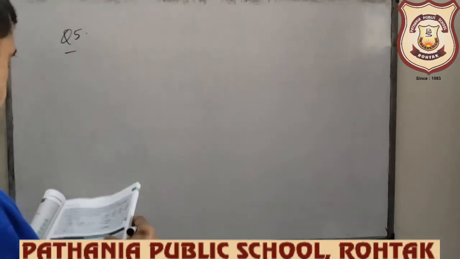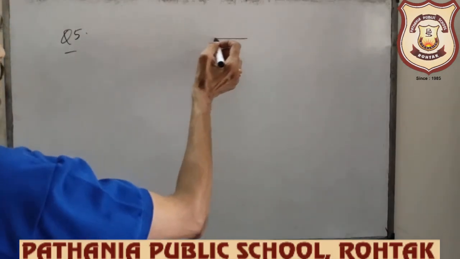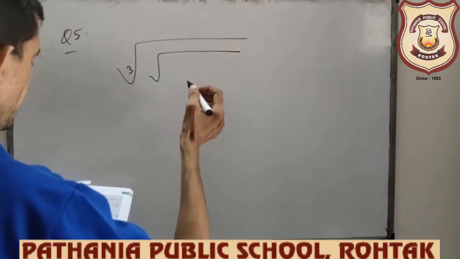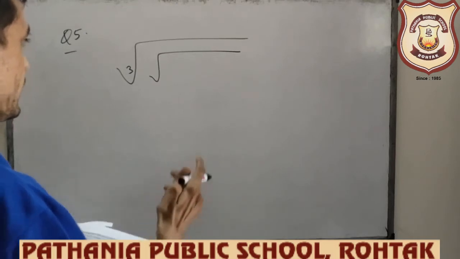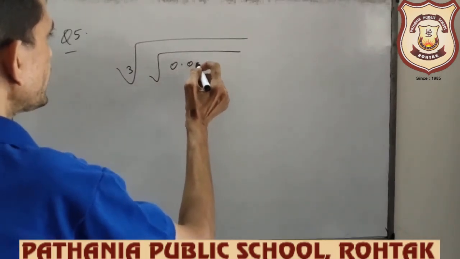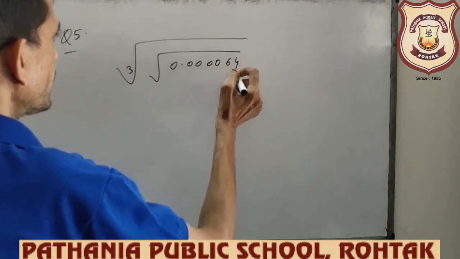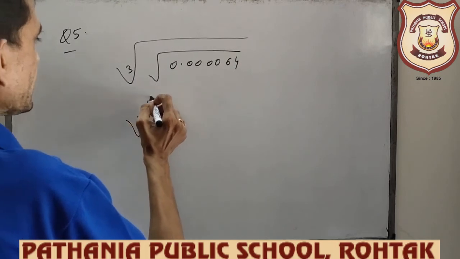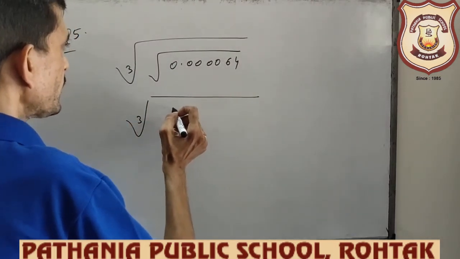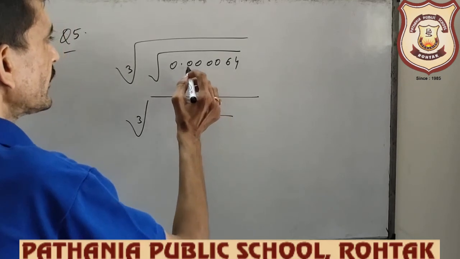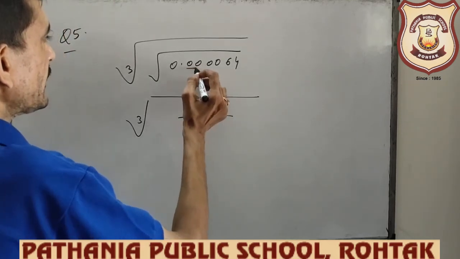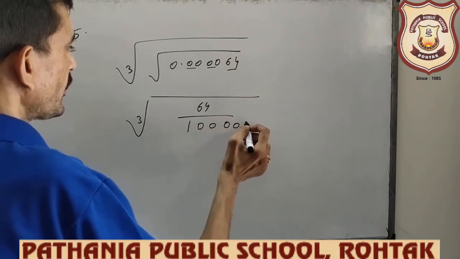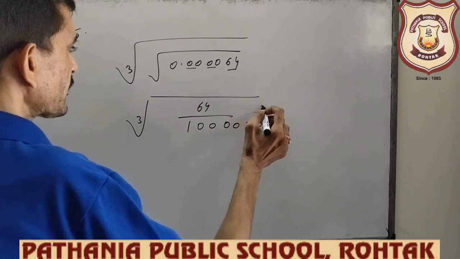Part F is the cube root of the square root of 0.000064. What is the cube root of the square root of this? So first let me find the square root of this. I want to write 64 upon what? Remove the decimal with 1 and 6 zeros, 64 over 1 and 6 zeros. The square root of this.